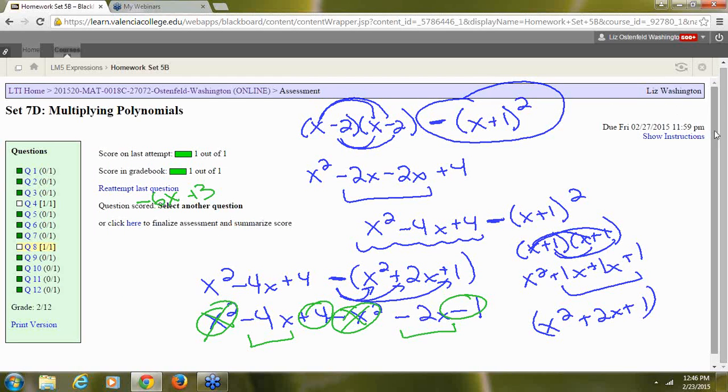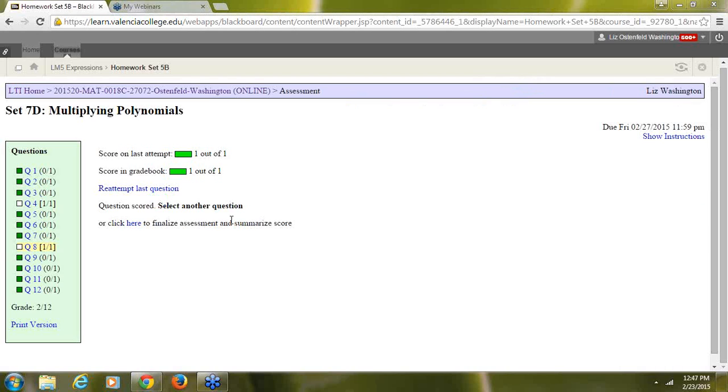Very good. So watch out for that negative sign that kisses the parentheses like it did here. That negative sign has to get applied to whatever happens out of here. Okay?